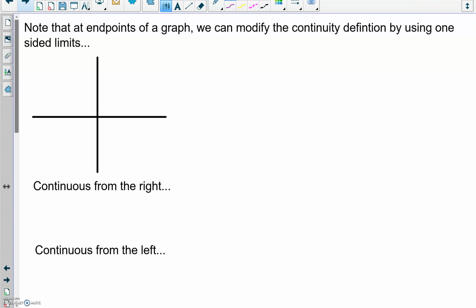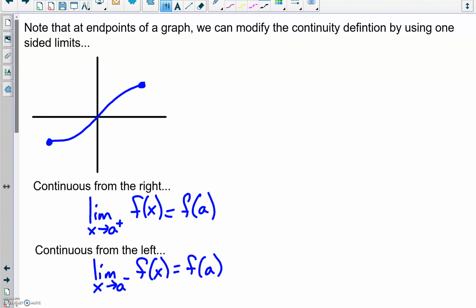Okay, so we've looked at essentially the two-sided definition, but there is a way to modify the continuity definition by using one-sided limits so we can look at endpoints of a graph. And let's see how that works. In this case, we have a graph that has endpoints on it now. It doesn't go on left and right forever.